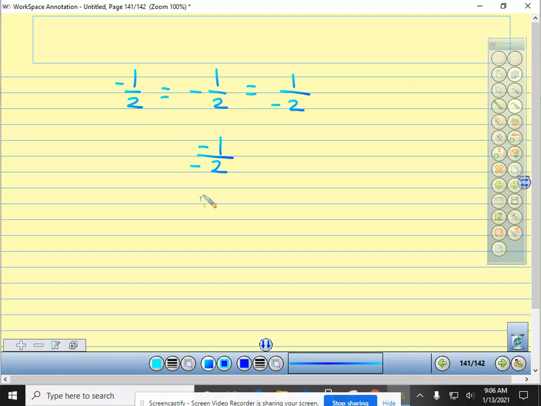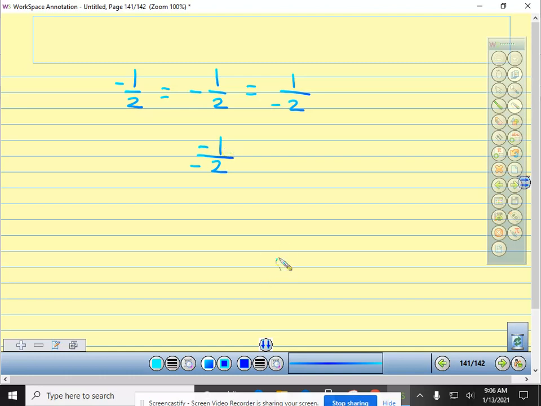It's -1 and -2, which makes it not equal to -1/2. This one would be positive 1/2. Why? Because a negative divided by a negative equals positive. A negative divided by a negative is a positive. You had an aha moment, didn't you?